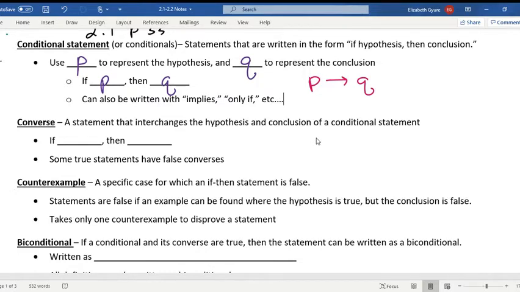Converse, though, that's a statement that interchanges the hypothesis and conclusion of a conditional statement. So our statement kind of flips around. It turns into if Q, then P. So our statement gets reversed.